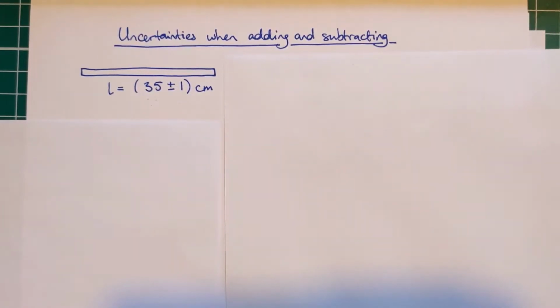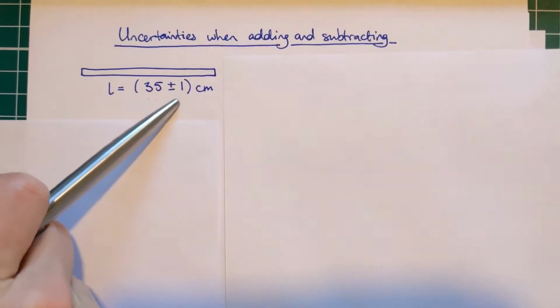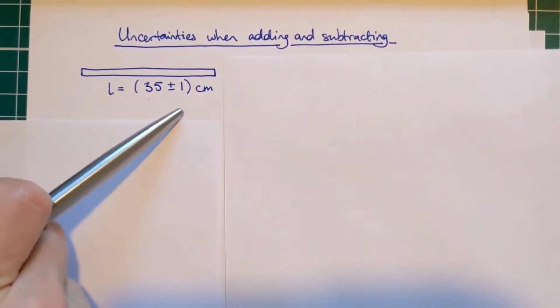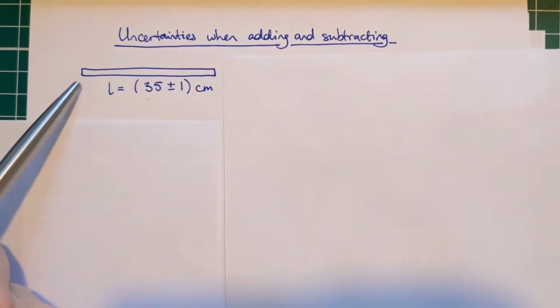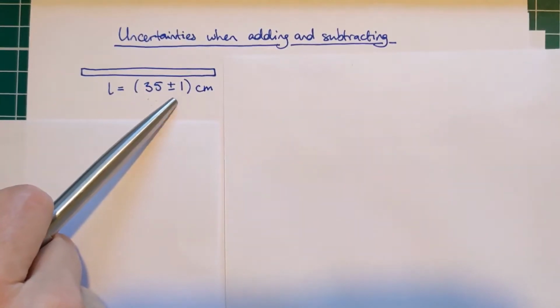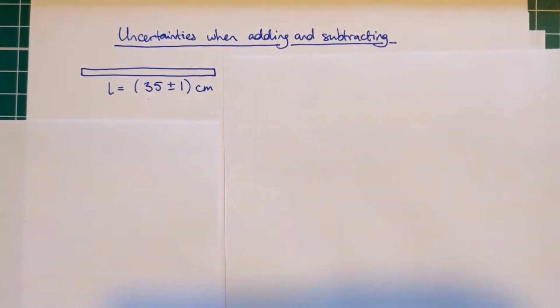And lastly for today, we're going to look at combining uncertainties when adding and subtracting. So let's say I have a stick and I have measured the length of it. Now we know whenever we measure something, the value we get is not exactly the right value. So we write a plus or minus afterwards to say how much bigger or smaller we think it possibly could be. So I'm saying I've measured this stick and I think it's 35 centimetres long, but it could be as long as 36, or it could be as short as 34 centimetres.